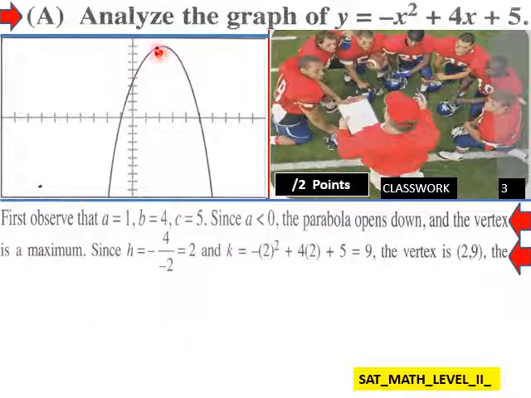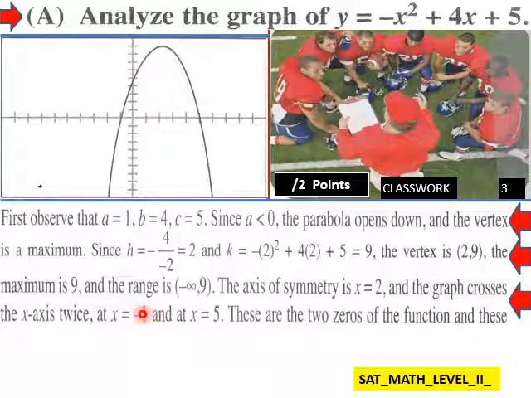Here's your vertex up here. It is a max. Since h equals the negative of 4 over negative 2, which is positive 2, here's your h. And then k is the negative of 2 squared plus 4 times 2 plus 5 equals 9, which is up here. Here is your k. The vertex is 2, 9. The maximum is 9, and the range is negative infinity up to 9, so it goes down to negative infinity and up to 9.